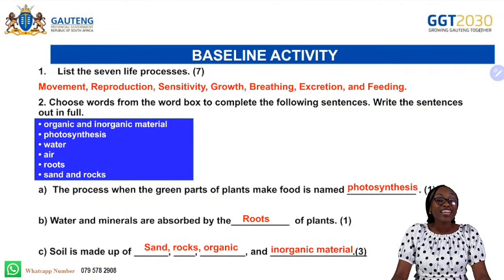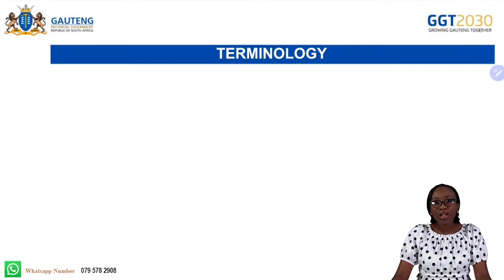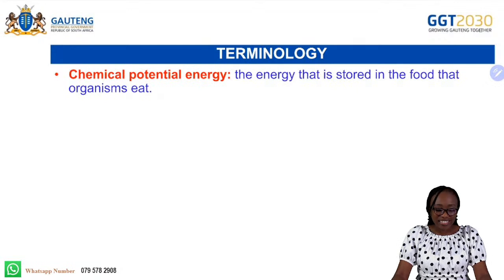Welcome back. Now let's move on to the terminology section. Here we're going to learn what some terms mean. These will help us to understand the concepts that we're going to learn in today's lesson. So let's define a few terms. The first term is chemical potential energy. This is the energy that is stored in the food that organisms eat.